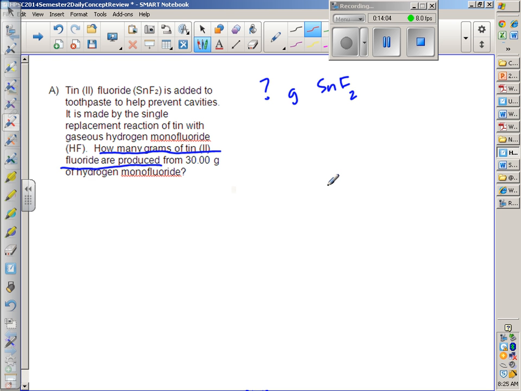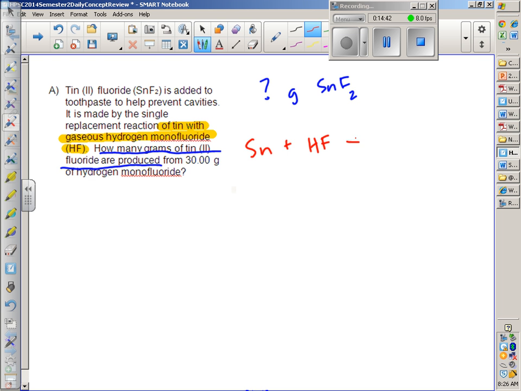So what are the reactants for this reaction? What are the reactants of this reaction? Say it again. Tin and gaseous hydrogen monofluoride. Okay? So we're going to start with tin. That's the symbol for tin. Plus HF. That's the symbol for gaseous hydrogen monofluoride. Okay.